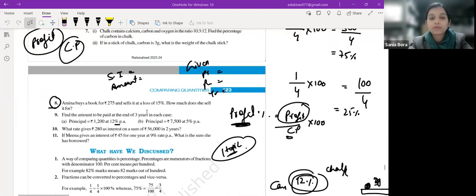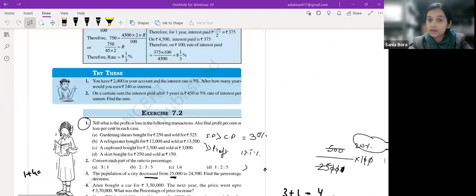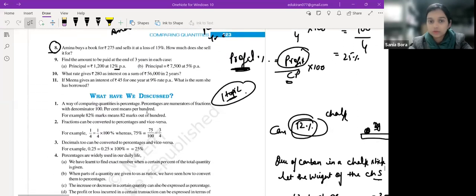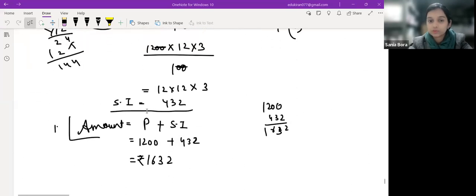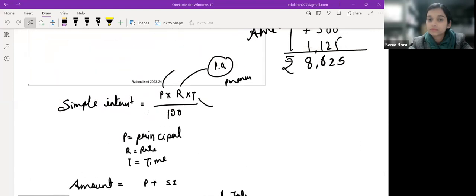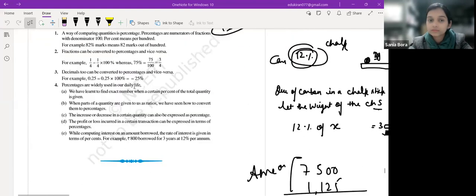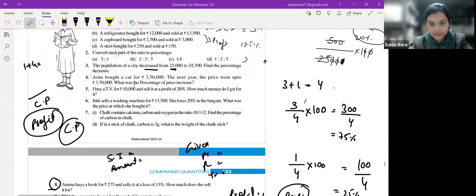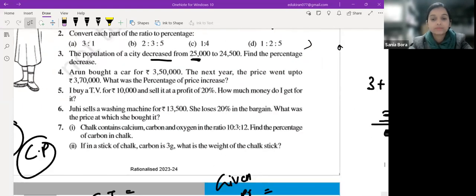Okay. So now you people will revise all the concepts. Then I will show you the assignment which you people will do. Fine? Discuss the question which I asked: he sells a washing machine for rupees 13,500. She loses 20%. Yes, guys, can you hear me?